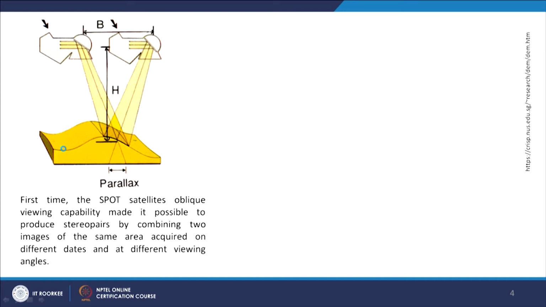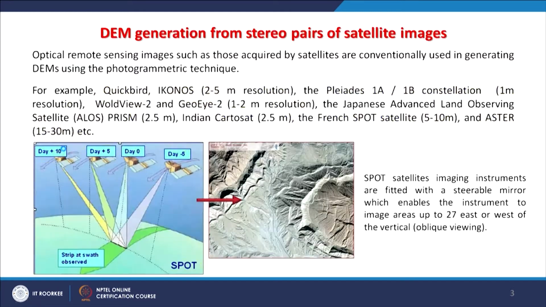But I also mentioned in the previous lecture that our CARTOSAT does not look sideways; it looks fore and aft, meaning in forward and aft mode, in which you do not have to wait for another overpass to complete the stereo pair. The stereo pair is generated within a few minutes during a single overpass.